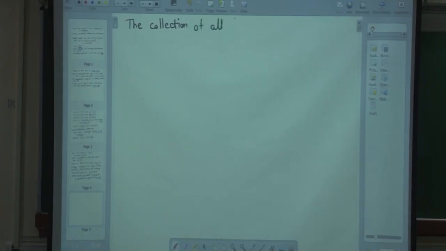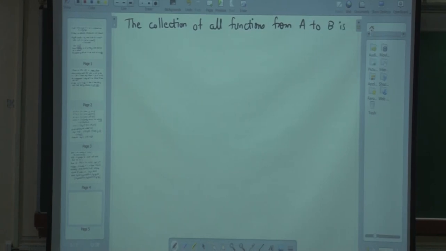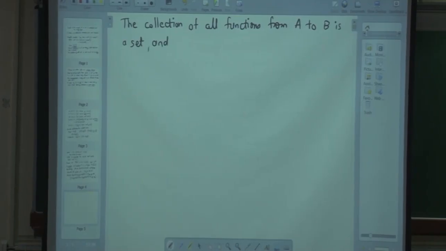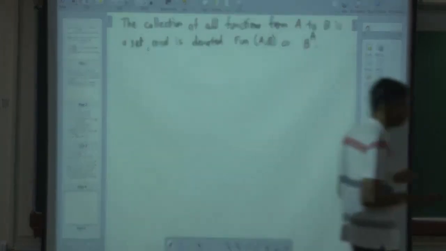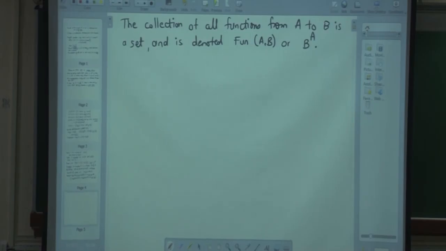So, let me write it down. The collection of all functions from A to B is a set and is denoted by Fun(A,B), yeah, because we are going to have fun, or B to the power A. Okay, that's also another notation. Actually, there is a lot that you can play around with. Yeah, I'm sure you have done this. So, if B and A happen to be two finite numbers, let's say 3 and 2, then how many functions are there from 2 to 3?